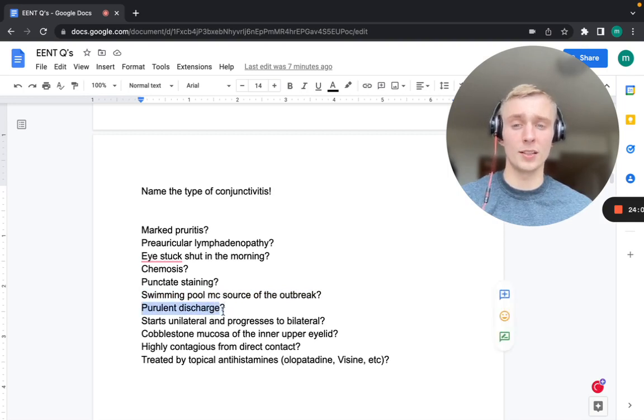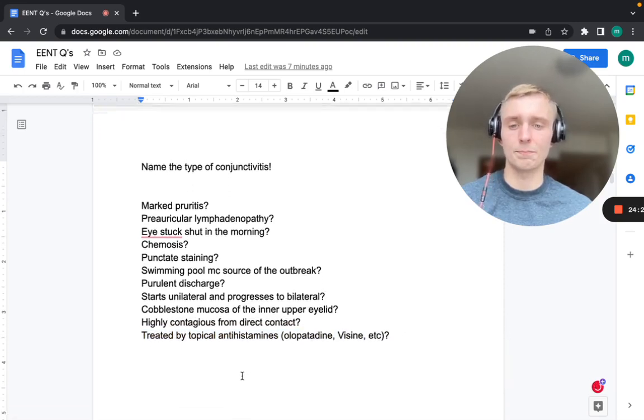Which one is purulent discharge? Which one starts unilateral and then progresses bilaterally? Which one will have cobblestoning of the mucosa of the inner upper eyelid? Which one is highly contagious from direct contact? And which one can be treated with topical antihistamines like olopatadine or Visine, which is pheniramine, naphazoline, or other stuff like that?